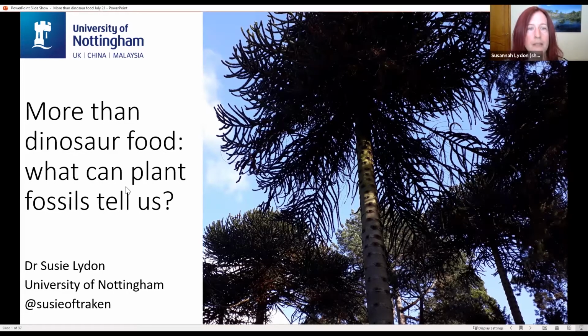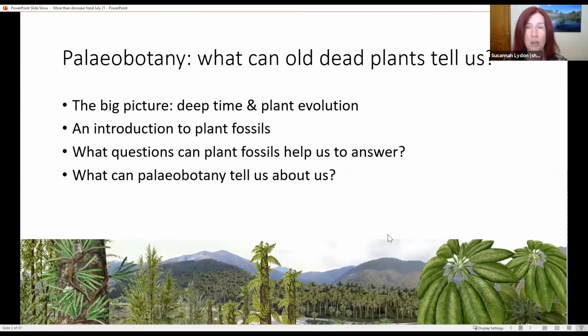If I can get the slide, there we go. So what can these old bits of dead plants tell us? I'm going to speak a little bit about the big picture and the sort of stuff you might expect me to say about what plants can tell us about how they've evolved. I'm going to explain a little bit of the basics, so apologies if there are people who already know this stuff.